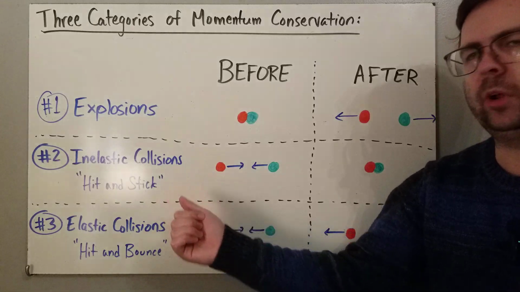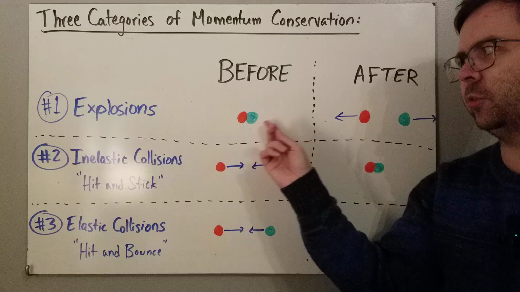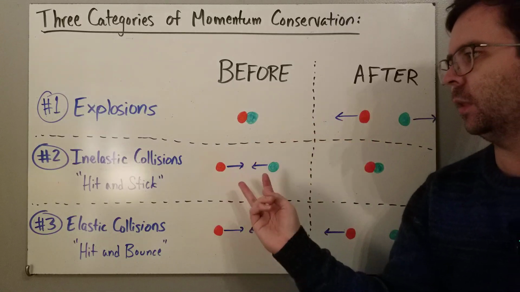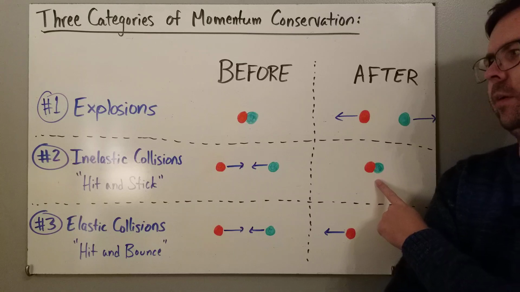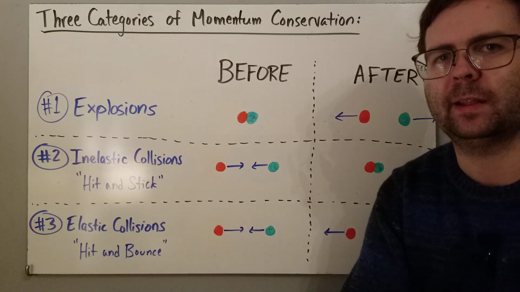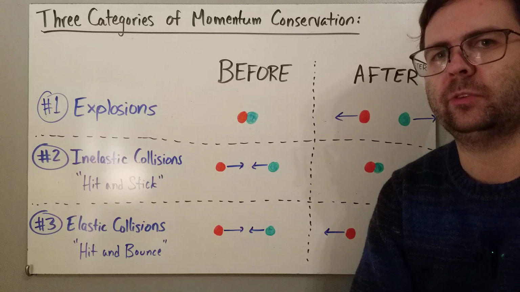There's another type of situation where it's kind of the opposite of an explosion, where in an explosion you start with one object and you end up with two. In this situation, you have two objects, they collide and they stick together. This is called an inelastic collision. In other words, it's a hit and stick collision.